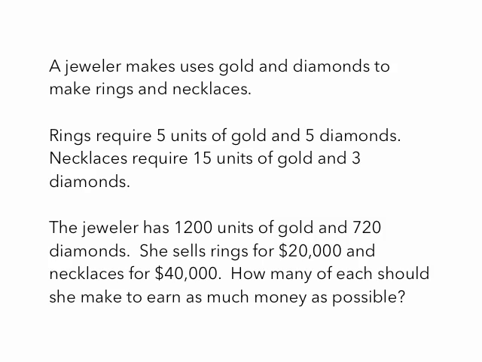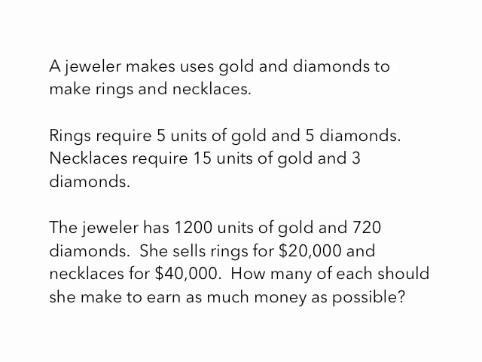We have a jeweler that makes really high-end gold and diamond necklaces and rings. The rings require 5 units of gold and 5 diamonds. The necklaces require 15 units of gold and 3 diamonds. The jeweler has 1,200 units of gold available, 720 diamonds, sells the rings for $20,000 and the necklaces for $40,000. How many of each should she make to earn as much money as possible?